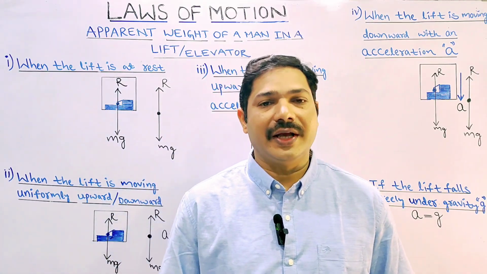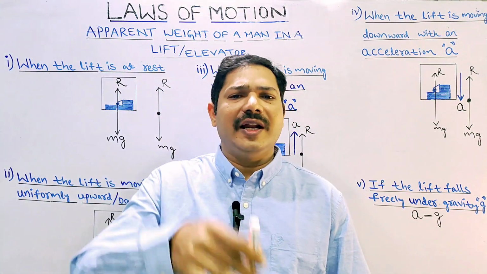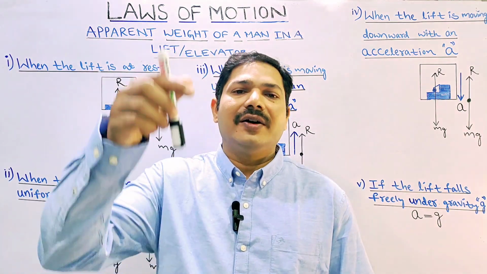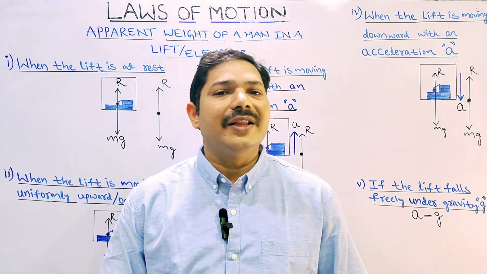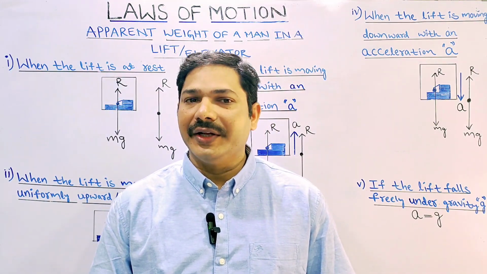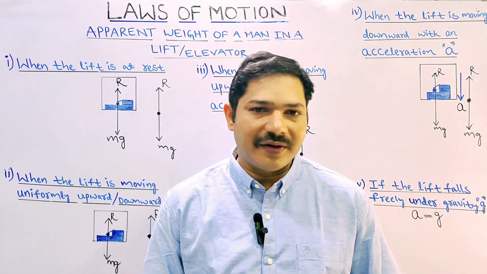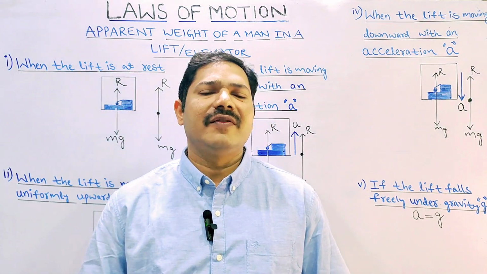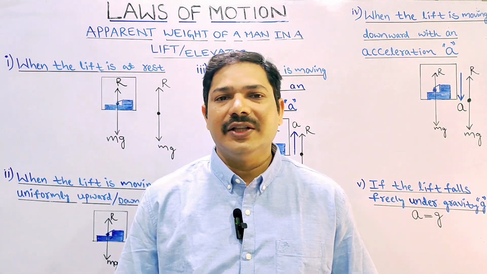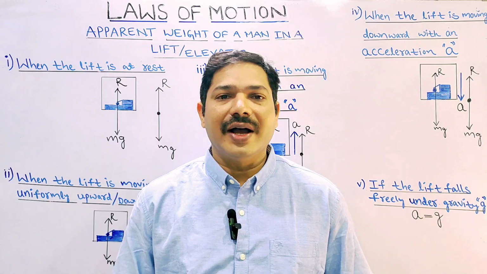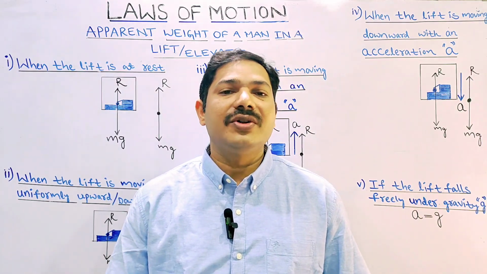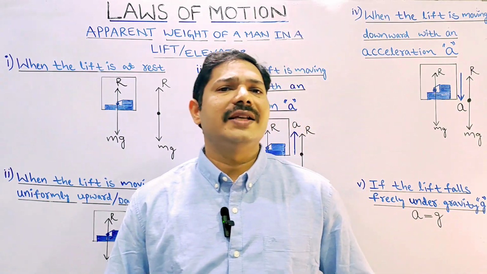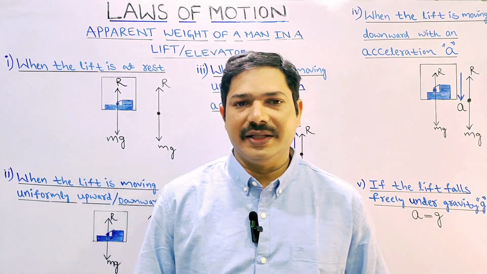Whenever the lift is falling freely, for example if the wire is broken and it falls freely, that is like a freely falling body. At that time the apparent weight is zero, because your motion is like a freely falling body. The acceleration is a equal to g, like a freely falling body. All these cases we'll discuss in detail in this class.